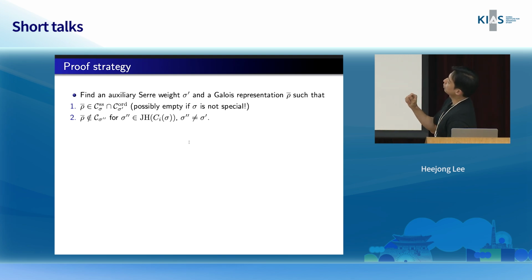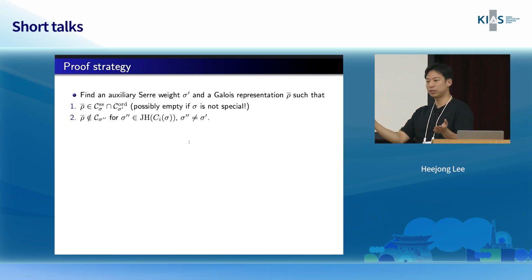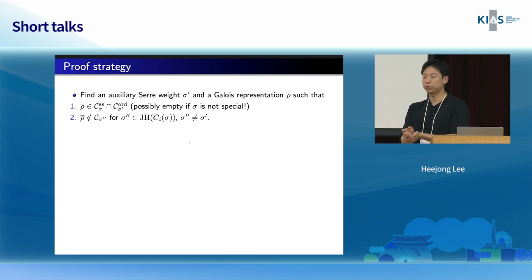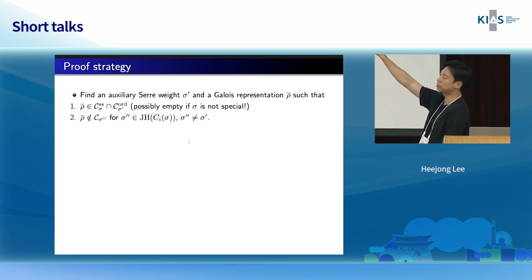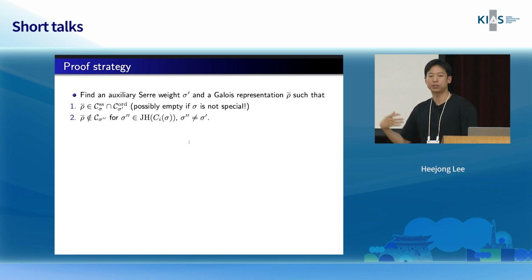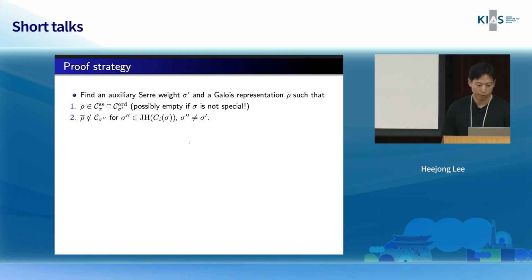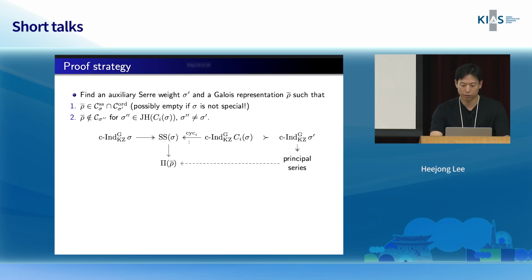But the technical part is that these conditions define some locus inside this Emerton-Gee stack, and I need to show that such a locus is not empty. That's non-trivial, and it's not always true if I do not put an assumption like sigma being special. This sigma prime is essentially given in the definition of sigma being special. Okay, but once I have a Galois representation like this, I can run a similar argument.